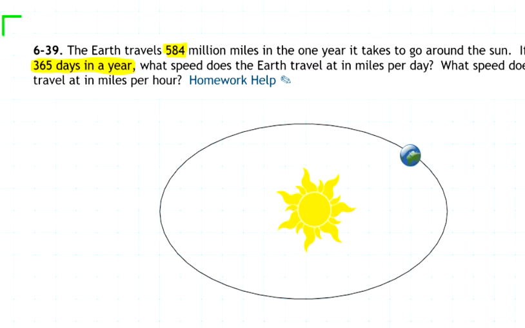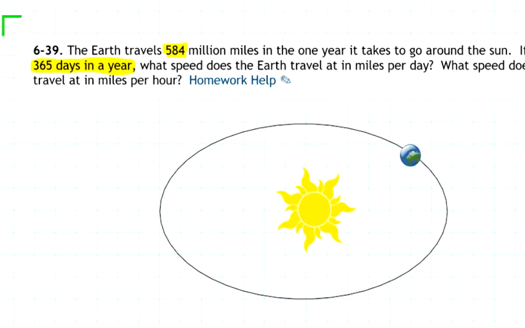So the Earth's part of our solar system, obviously. Not only is it spinning around its axis, and as it spins around its axis, that's where we get day and night from, but it's also on this path that takes it 584 million miles to travel all the way around the sun. And that happens every single year, right? So each year, in 1 year, the Earth travels 584 million miles.